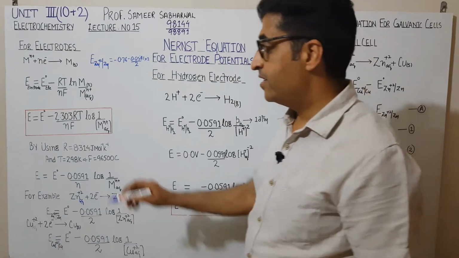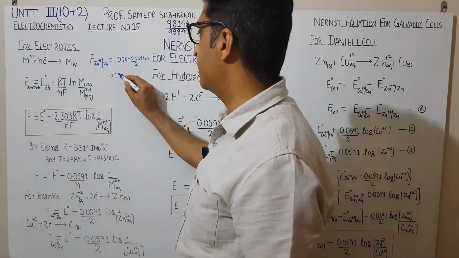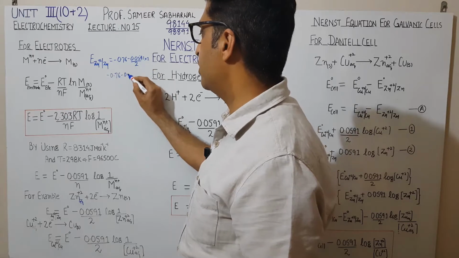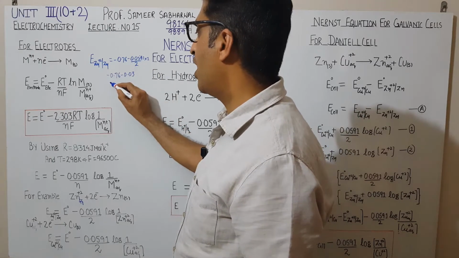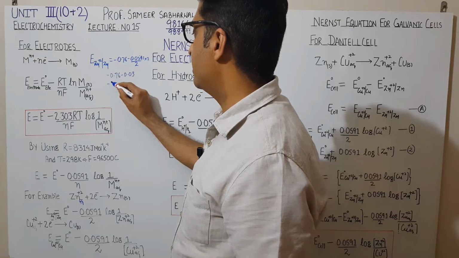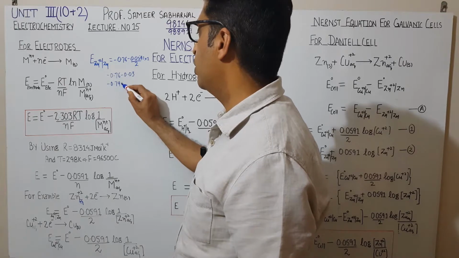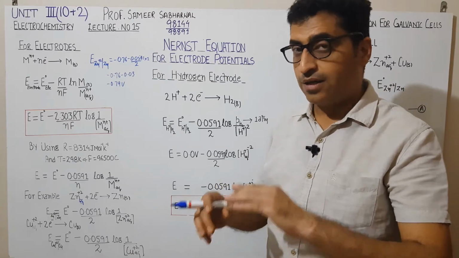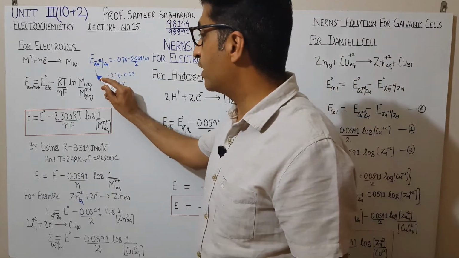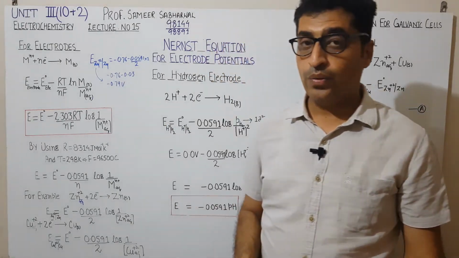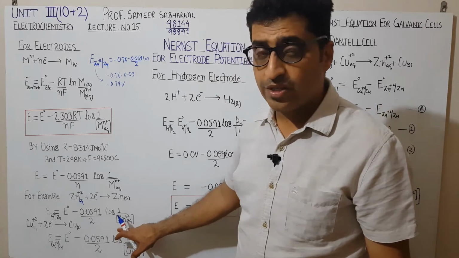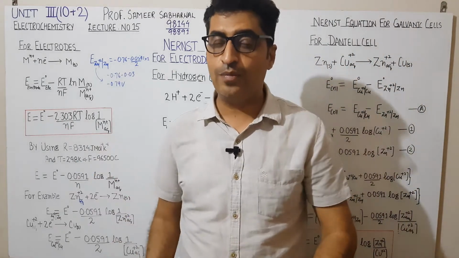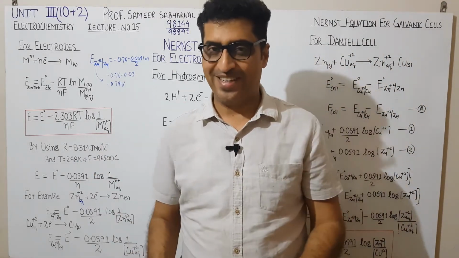Now what do you feel? See, this is minus 0.76 minus, if I take the upper value to be 0.06, this is minus 0.03. Now how much is this change? Minus 0.79 volt. Can you feel? This value has become even lower. What has decreased? The reduction potential has decreased. Why? Because we have decreased the concentration here. So the lower the concentration of the corresponding ion, the lower the reduction potential becomes.